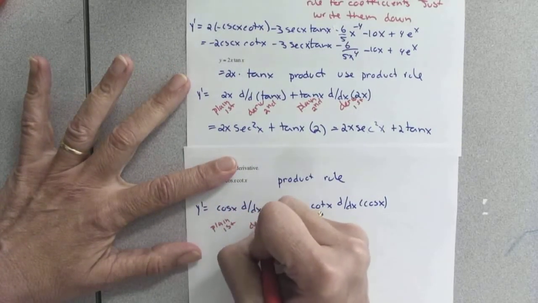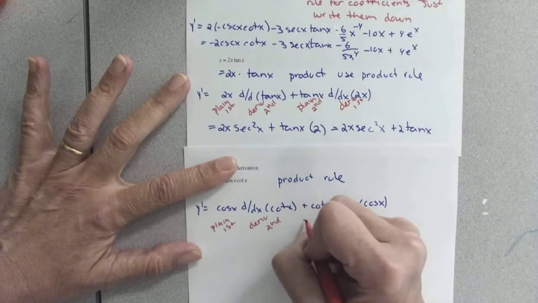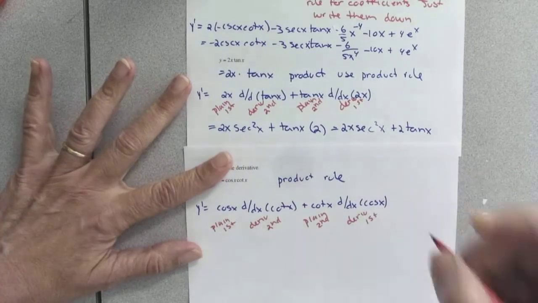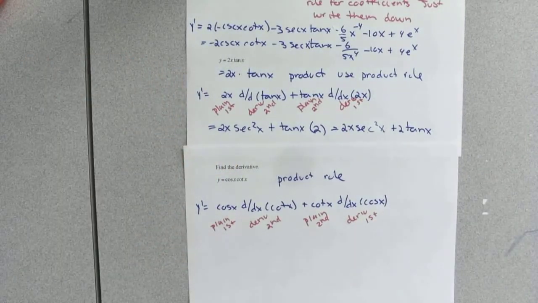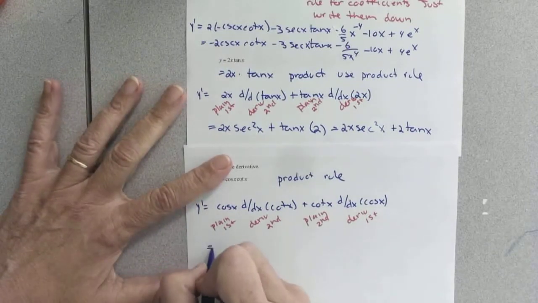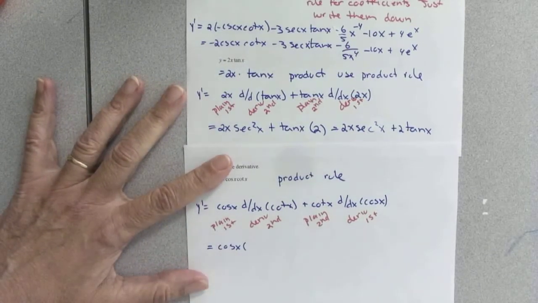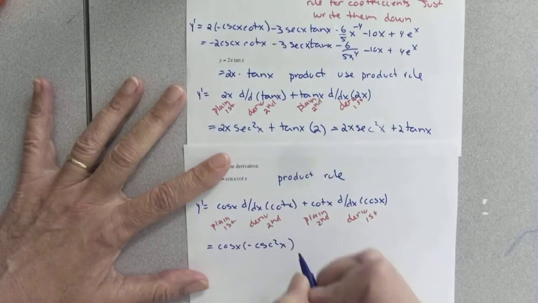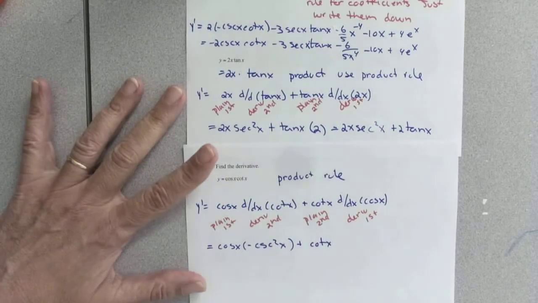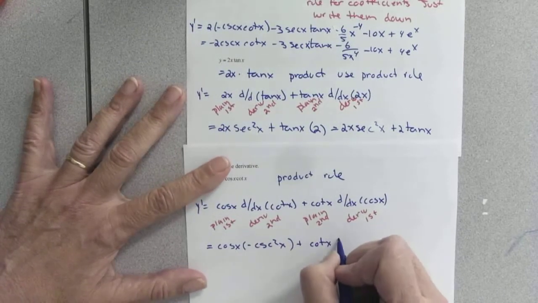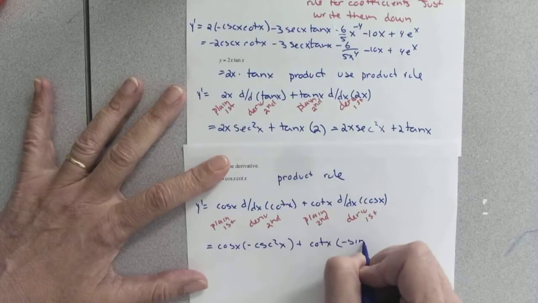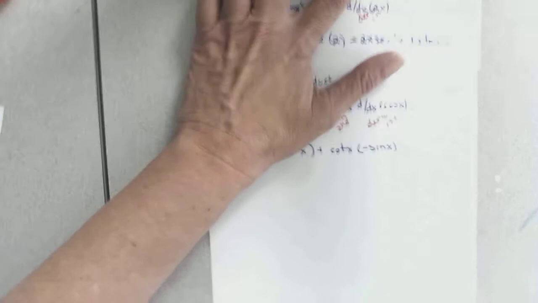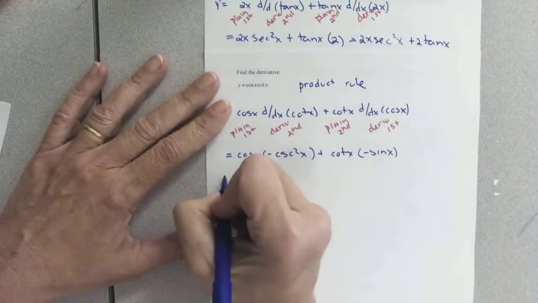Plane first, derivative second, plane second, derivative first. And again, you do not have to show that step when you're doing the product rule. And so that's going to be cos x, then derivative of cotangent, you will memorize it, negative cosecant squared. Then I have plane second cotangent, derivative of cosine x, minus sine x. And there is my unsimplified derivative.